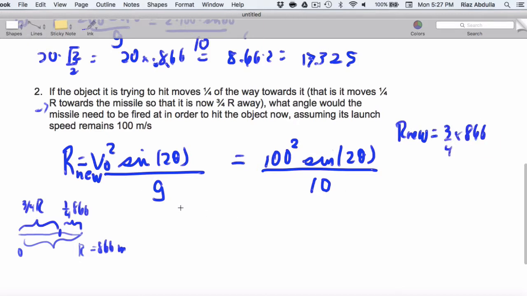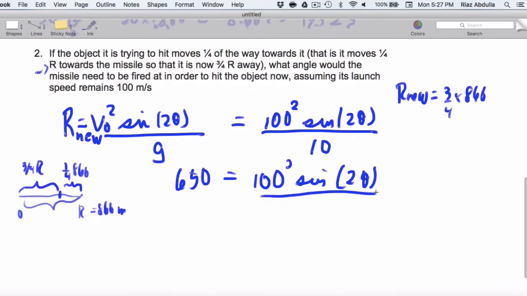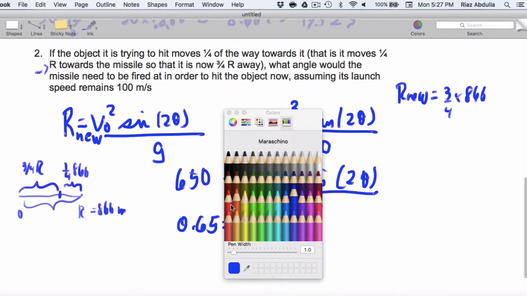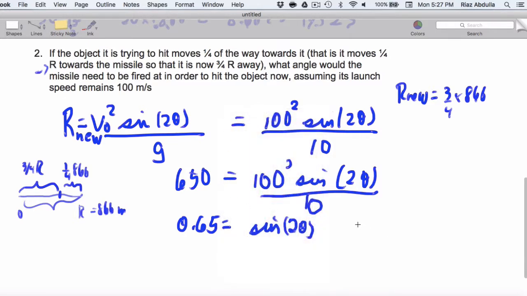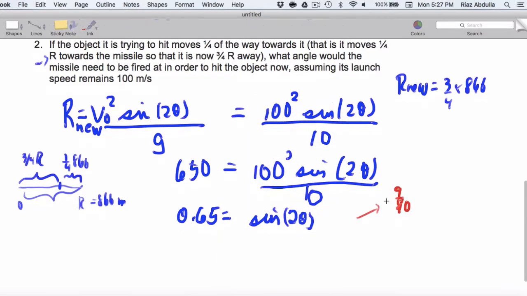When we round that decimal, we're going to end up getting 650 equals 100 squared times the sine of 2 unknown theta all over 10. When I simplify this, I'm going to end up getting 0.65 equals the sine of 2 theta. Now, what I'm going to do is simplify both sides. I'm going to write this in a different color because if you get to this point here, you're really at 9 out of 10 on the problem.